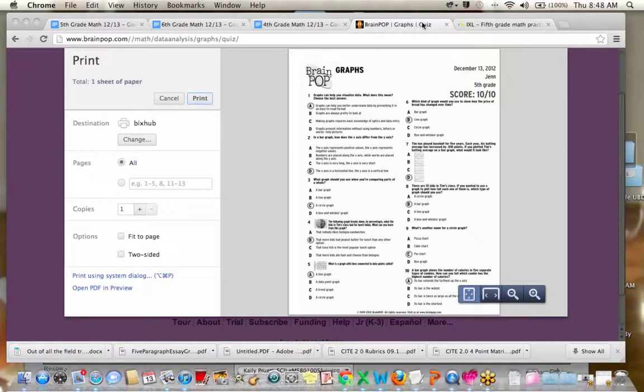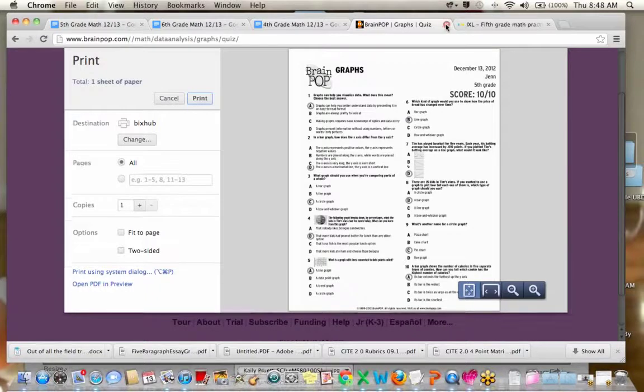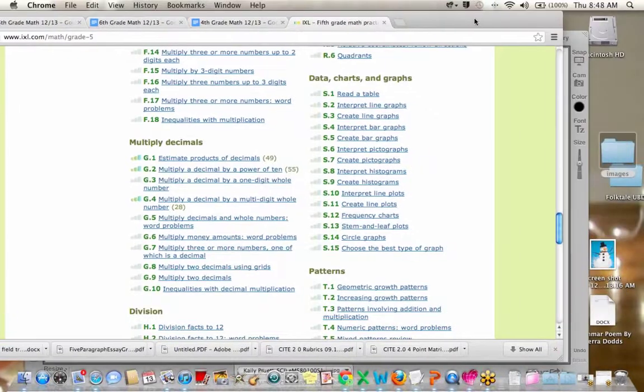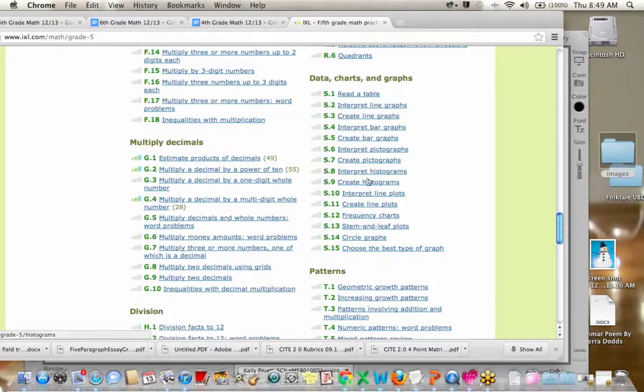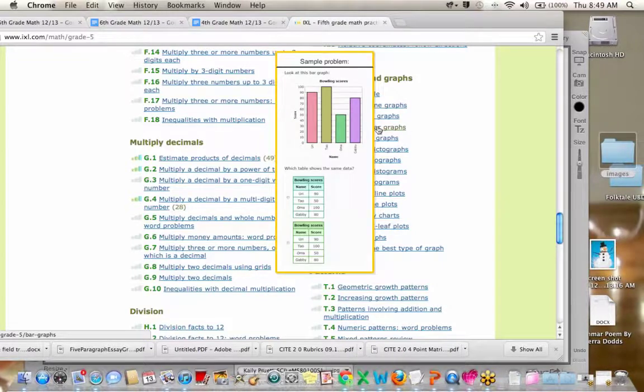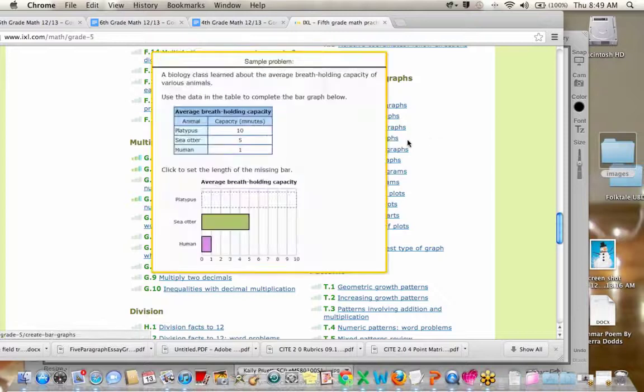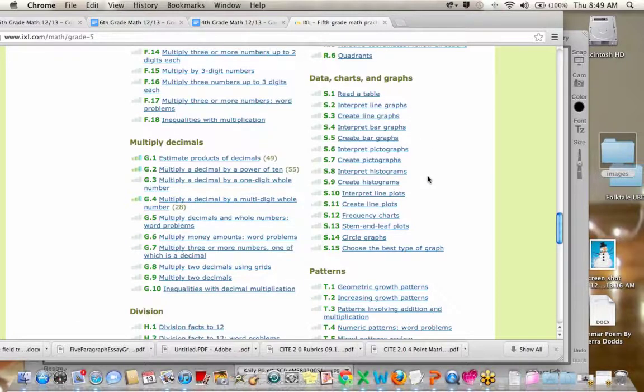Good job, guys. All right, let's actually move on to practicing some of these skills with different types of graphs. We'll start with bar graphs because they're probably the easiest, and we'll start with interpreting them. That means just reading bar graphs and then answering a question. Then we'll move into creating bar graphs, and then we'll talk about line plots, and then we can move on to stem and leaf. Okay, here we go.